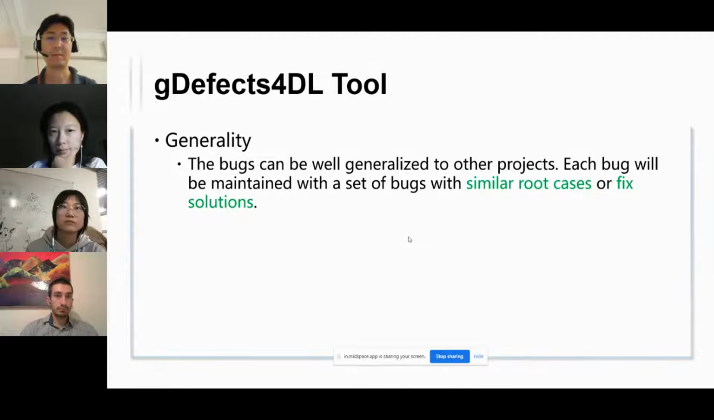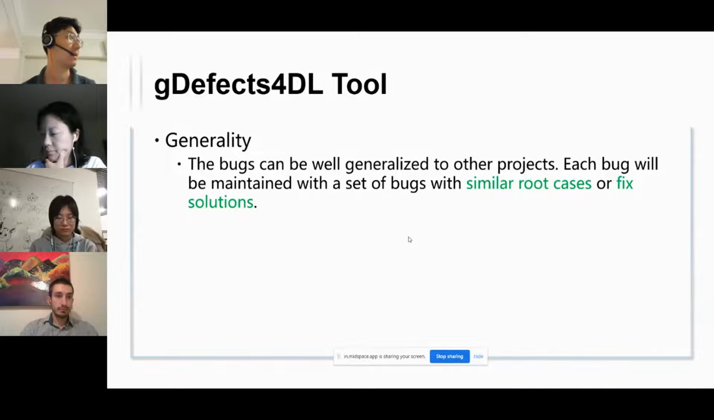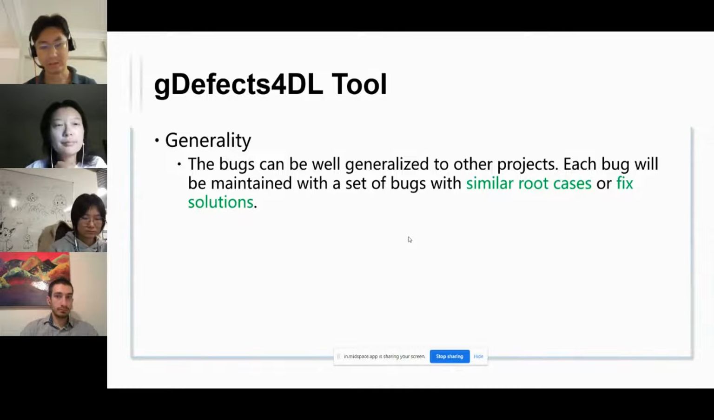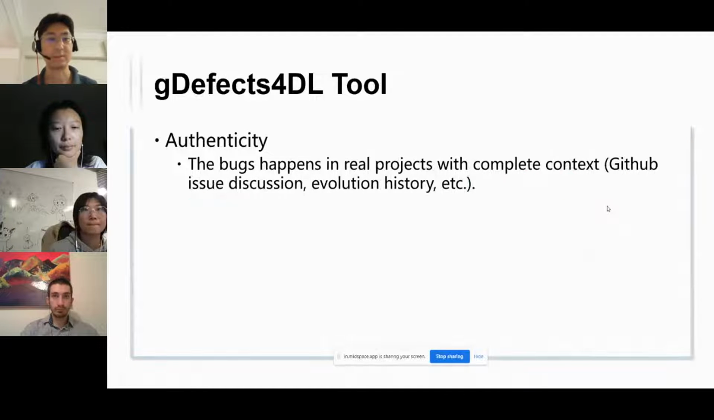So we propose our GTFX for DL tools, and the first goal is generality. We want the bugs to generalize well to other projects, because if the bugs are less educational for human programmers, it will be very hard for algorithms derived from the dataset to generalize to other projects. And we hope that each bug in our dataset can be matched with other bugs with similar root causes and fix solutions. The second goal is that we want the bugs to be authentic.